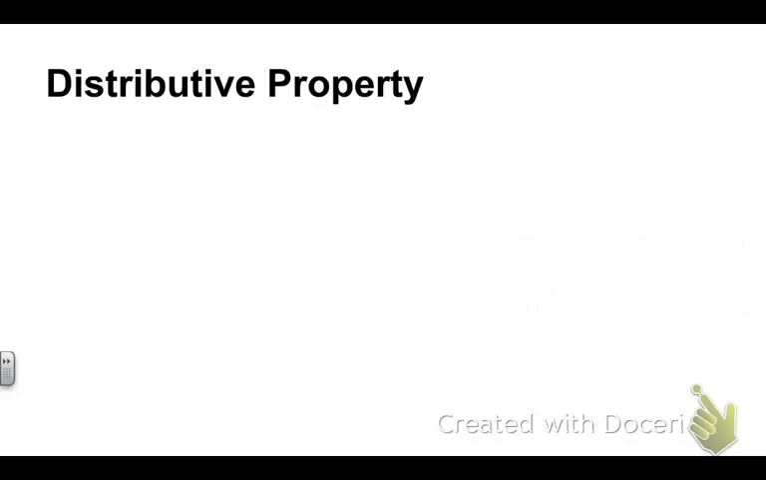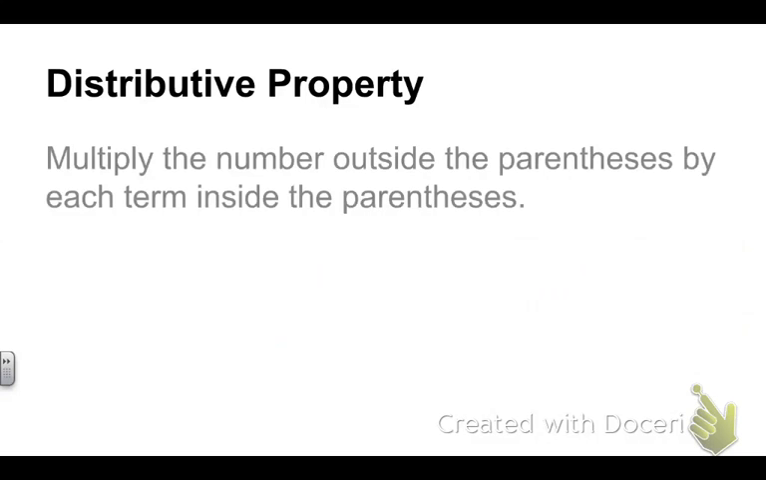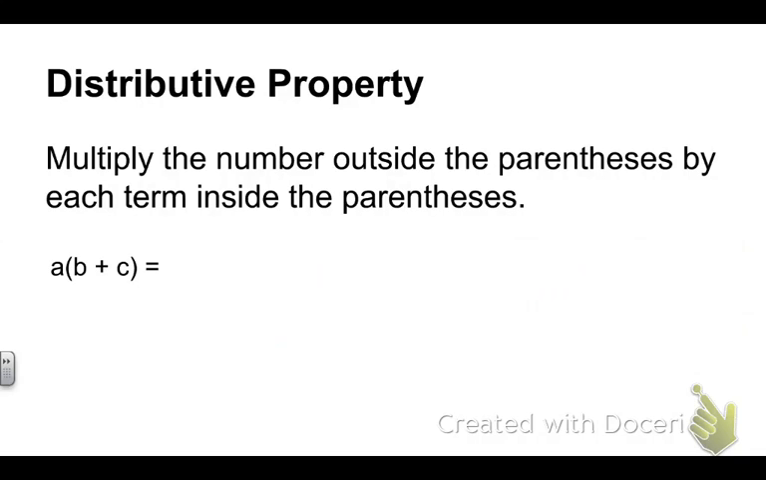So now that you know what a term is, we can talk about distributive property. You're going to multiply the number outside the parentheses by each and every term inside the parentheses. So, for example, you might have something that looks like this: a times, in parentheses, b plus c. Or you might have something that looks like this: b plus c, and it's still being multiplied on the outside by a. Just looks a little different. It's just on the right hand side.